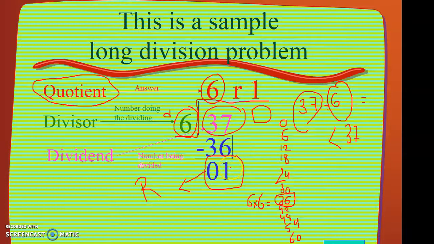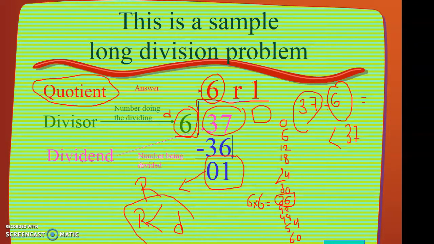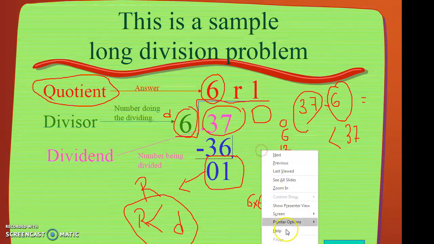Okay? So always the remainder has to be less than the divisor. If it's bigger, for sure we have something wrong, so it's a wrong division. Okay, guys? Now we will do the first question on the extra sheet to check if the division is correct or wrong.